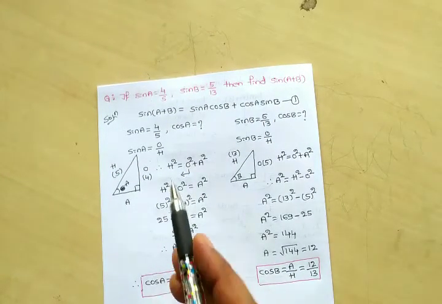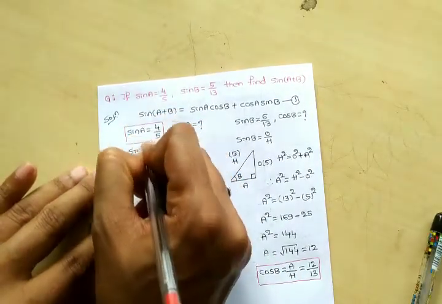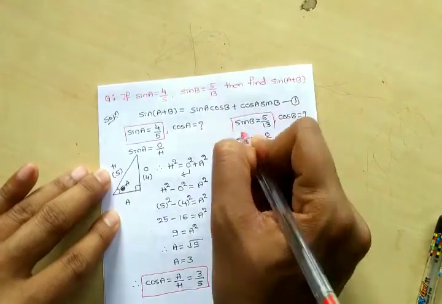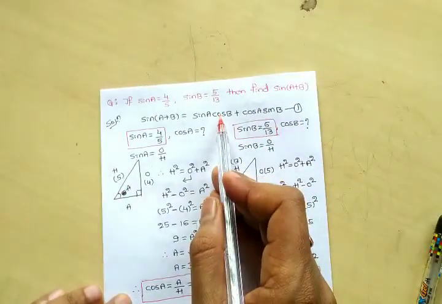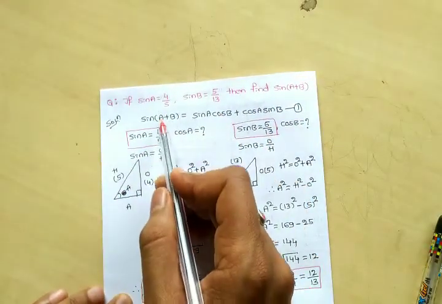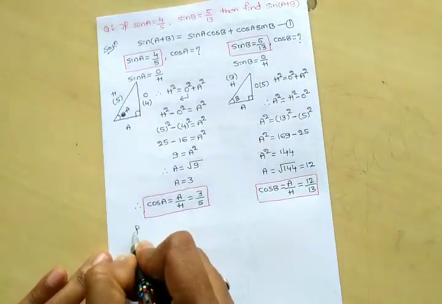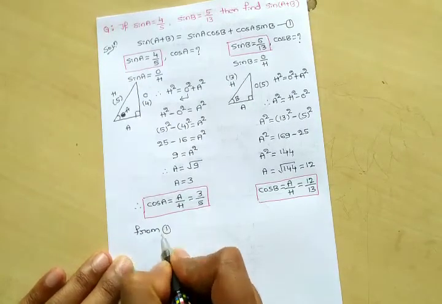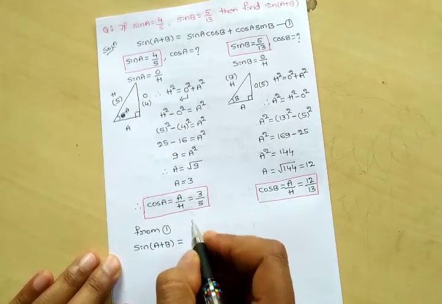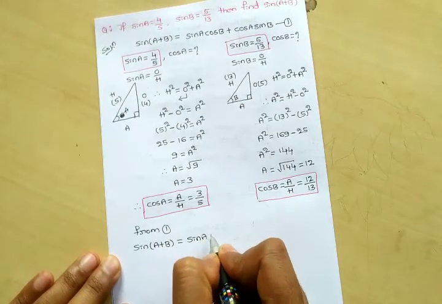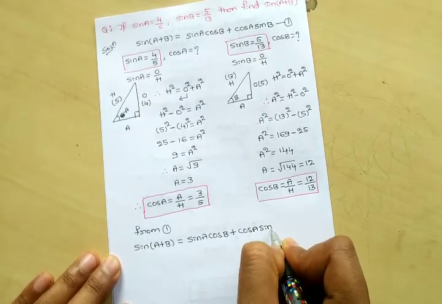Therefore, here is the sine A, and this is the sine B. Next, this is cos A, cos B. These all four values, here I am going to substitute. I am going to do the simplification. Then only I will get which value? Sine A plus B. Therefore, from formula 1, sine A plus B is equal to sine A cos B plus cos A sine B.